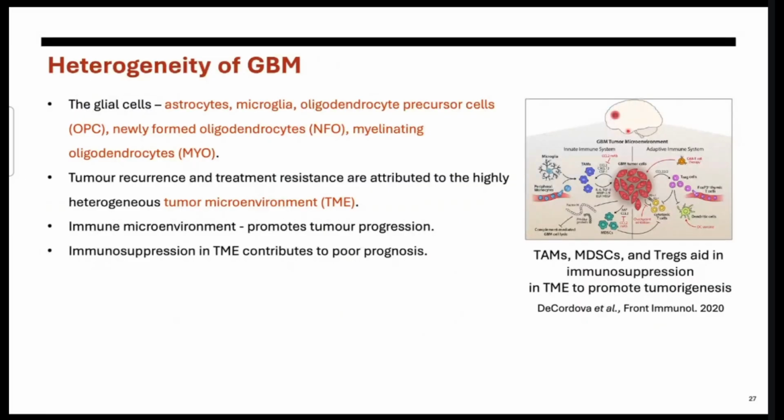So this particular tumor phenotype is very heterogeneous because it involves various cell types like astrocytes, microglia, and oligodendrocytes, which are further divided into 3 cell types: oligodendrocyte precursor cells, newly formed oligodendrocytes, and myelinating oligodendrocytes. And the tumor microenvironment, which is related to the immune system and stromal cells, also contributes heavily to treatment resistance and tumor occurrence. So this microenvironment promotes tumor progression and also contributes to the poor prognosis of the patients.